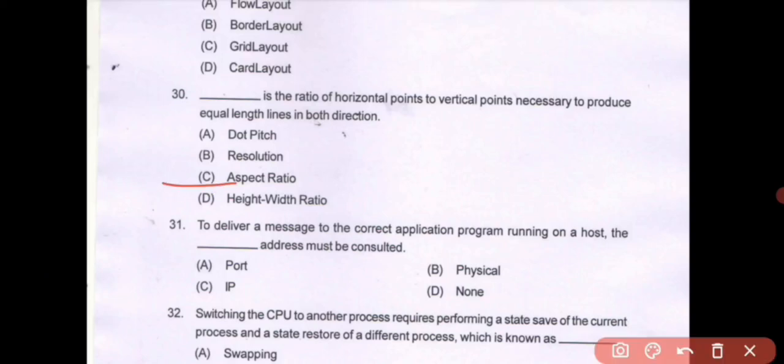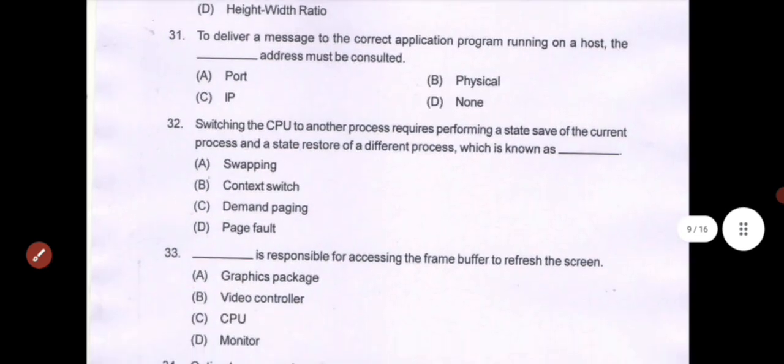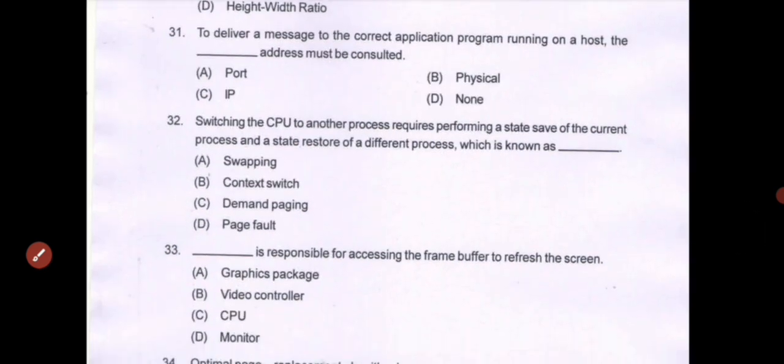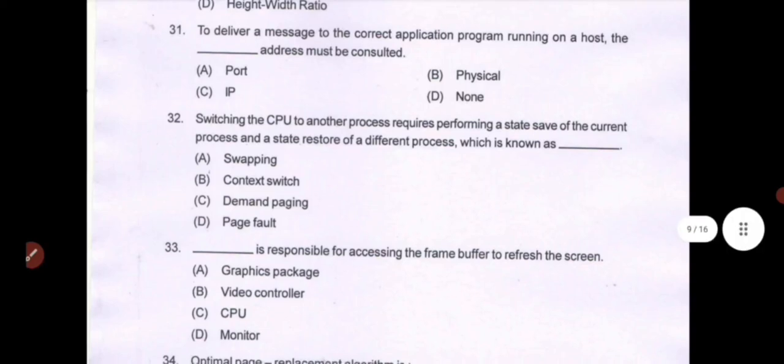Question number 31. To deliver a message to the correct application program running on a host, the dash address must be consulted. A, port. Switching the CPU to another process requires performing a state save of the current process and state restore of a different process, which is known as context switch.